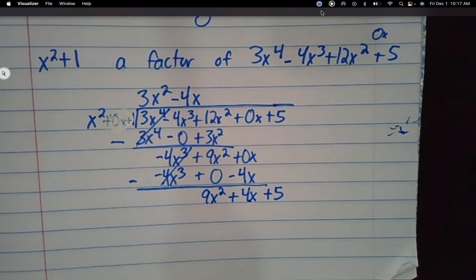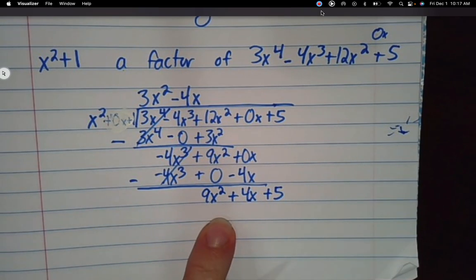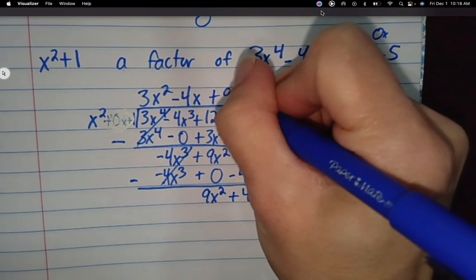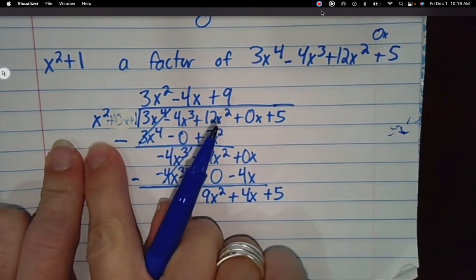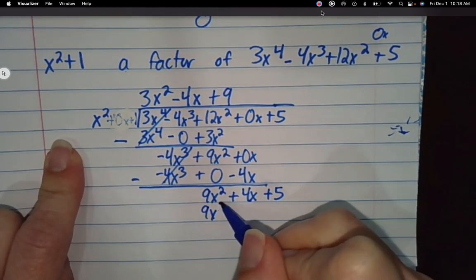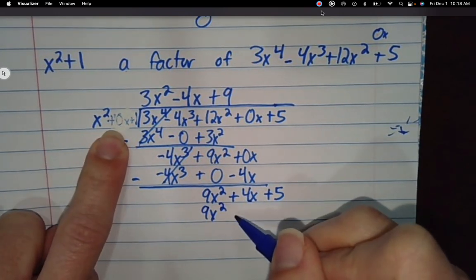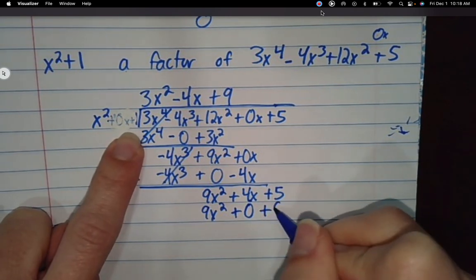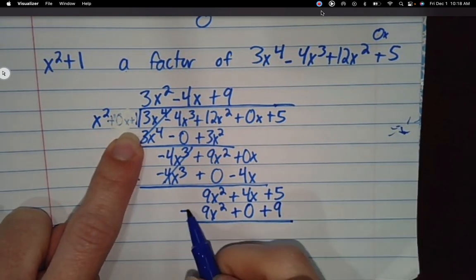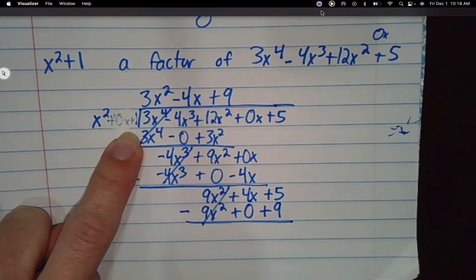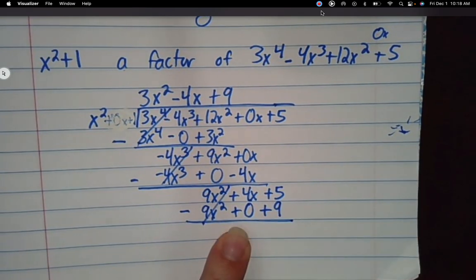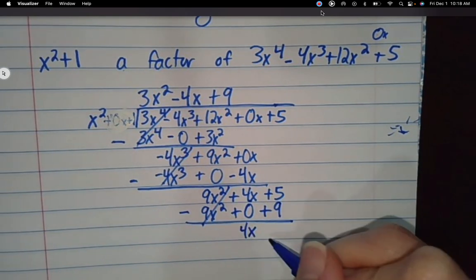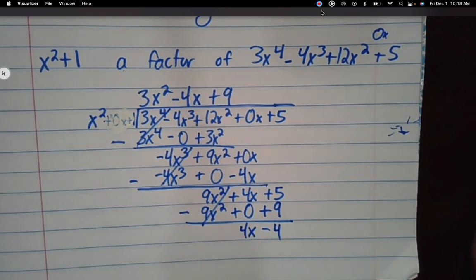So now what do you multiply by to get 9x squared? Plus 9. So 9 times x squared. 9 times 0 is 0. 9 times 1 is 9. And then we subtract. So what is 4x minus 0? And then what is 5 minus 9? So that's my remainder. Okay?